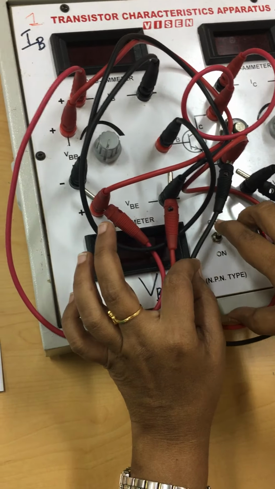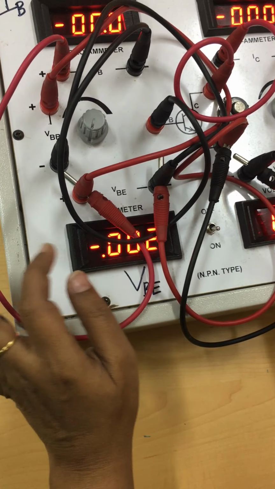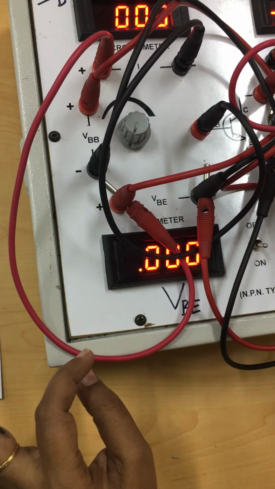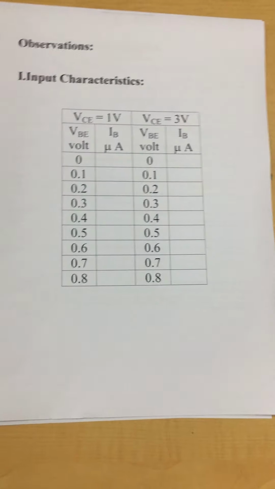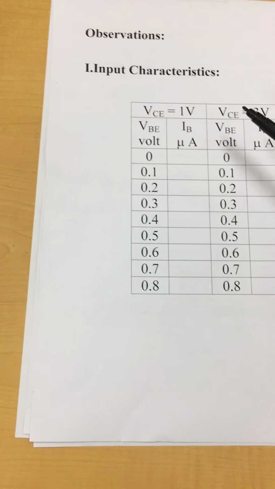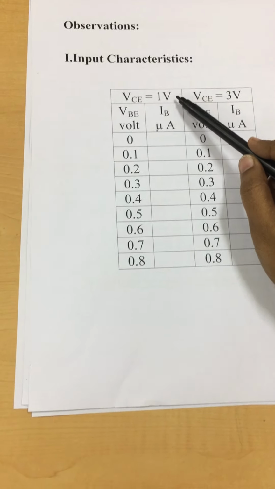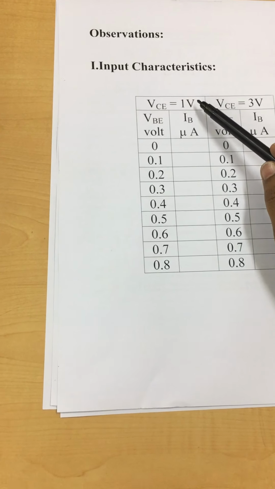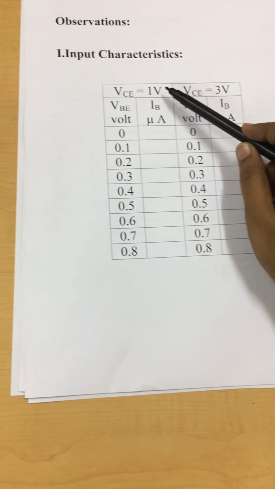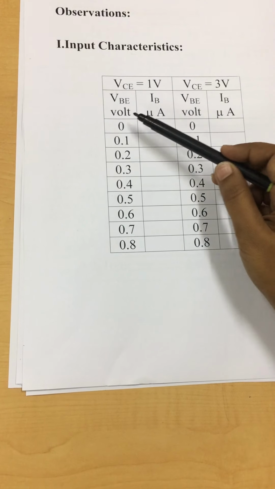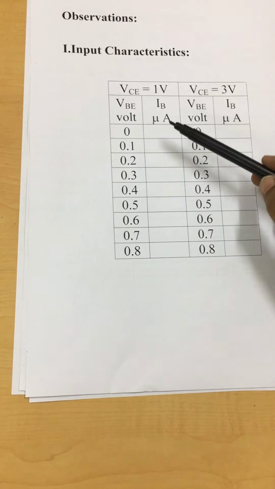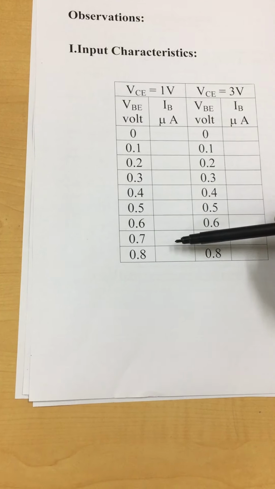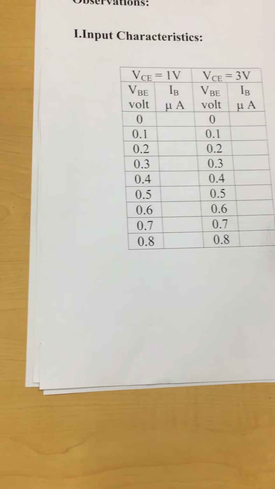Now I'll switch on this circuit. I'll make all this to 0. Now to study the input characteristics, what does this say? The tabular column says here, see, VCE is equal to 1 volt. So the voltage across the collector and emitter should be kept constant at 1 volt. You have to vary VBE, that is voltage across base and emitter, and you have to note down this IB. You have to note down the base current.